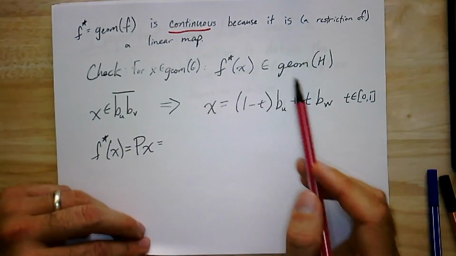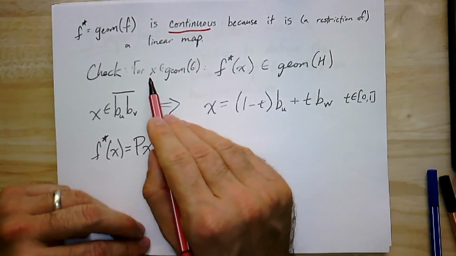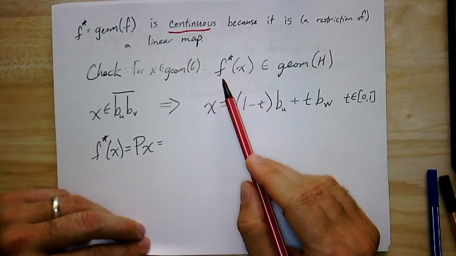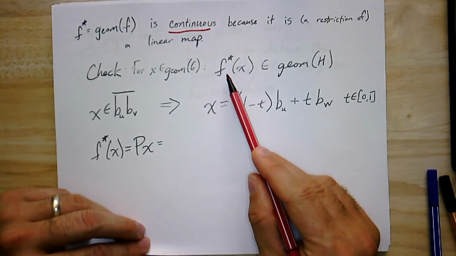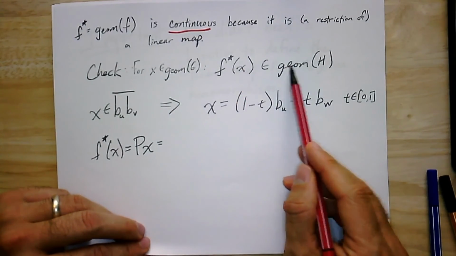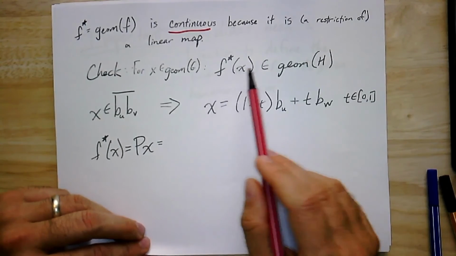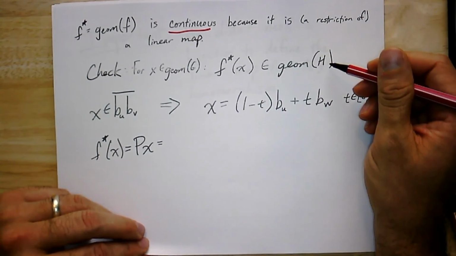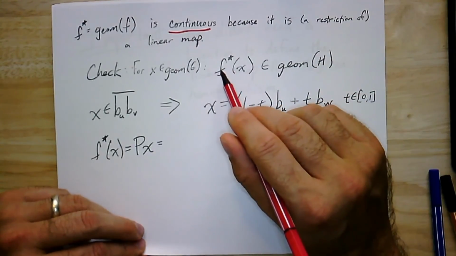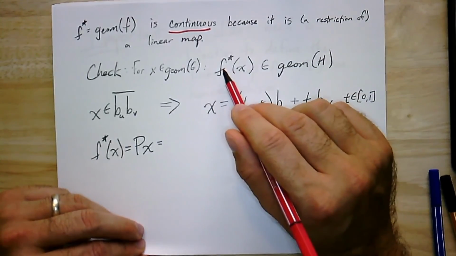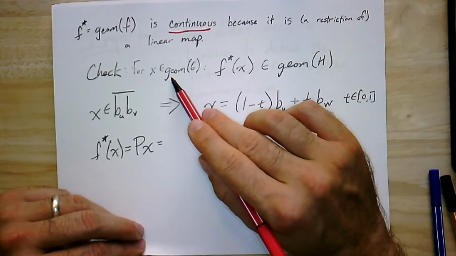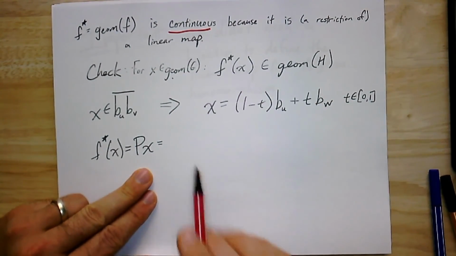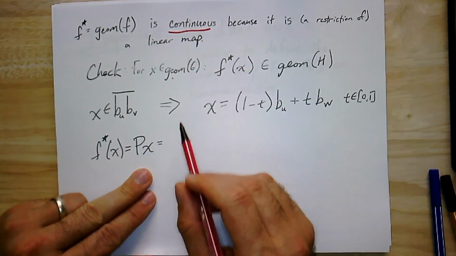We do have to check, though, that it really works here. So if I take a point in the geometric realization, then I want to check that it really does map that point into the geometric realization of H. Remember that f was a graph homomorphism from G to H. So I really would like to check that f star really is a continuous function from the geometric realization of G to the geometric realization of H. So let's work it out and just check that it really does what it's supposed to.